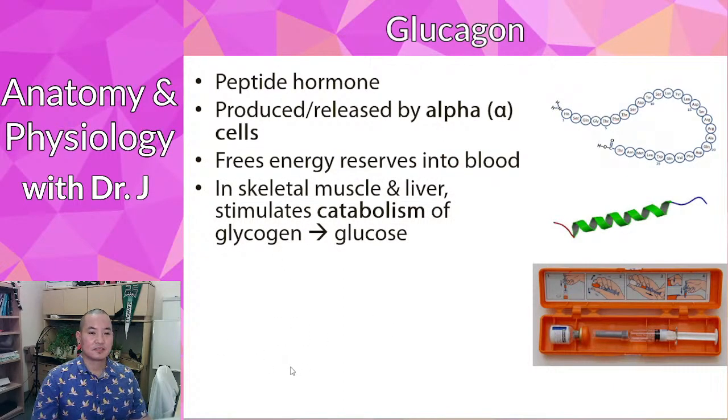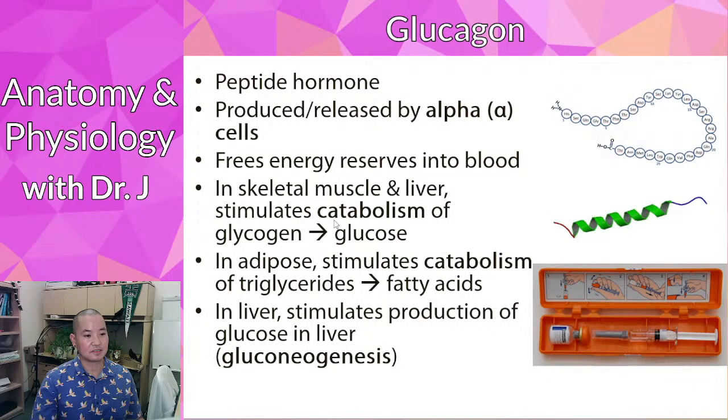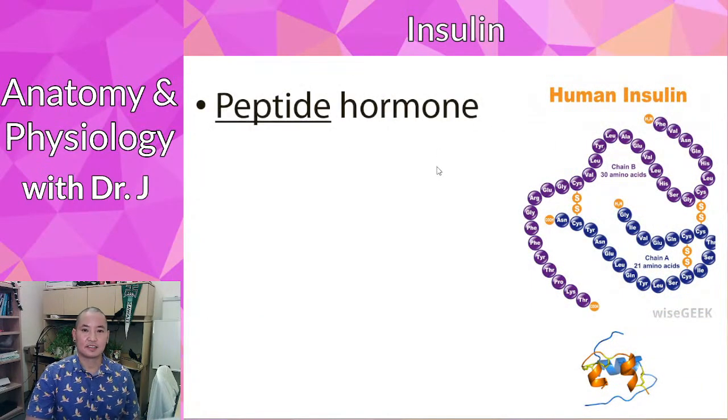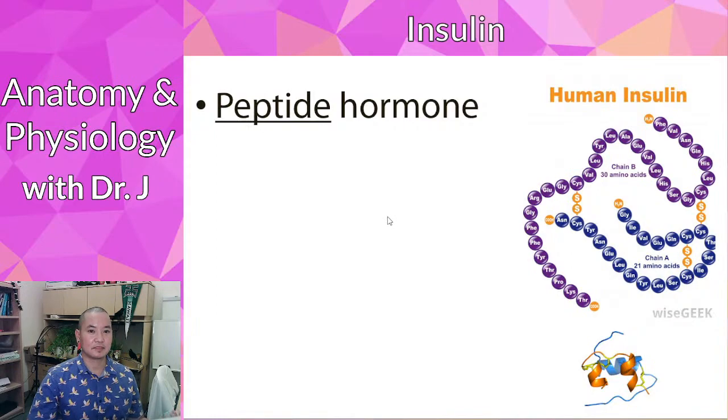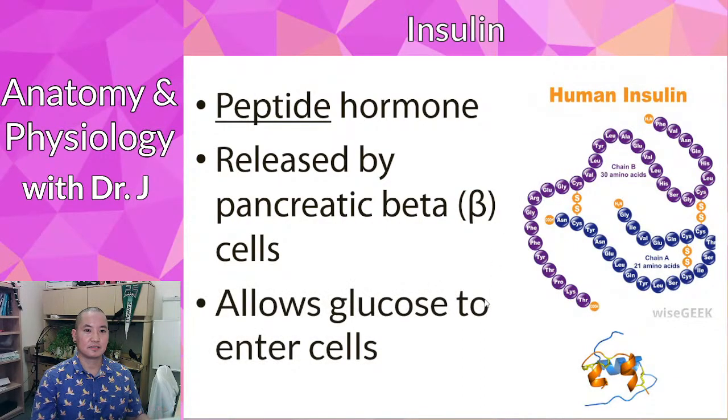So what is it going to do? It's going to break down all these reserves and release these nutrients into your bloodstream, including glucose. It's also going to stimulate the process of gluconeogenesis, generating new glucose. And insulin, to review, is another peptide hormone that pretty much does the opposite of glucagon. It's released instead by beta cells, and instead of freeing up more glucose in your body, it's going to shunt the glucose into your cells and feed your cells. By moving glucose from your blood into your cells, it actually lowers your blood sugar.